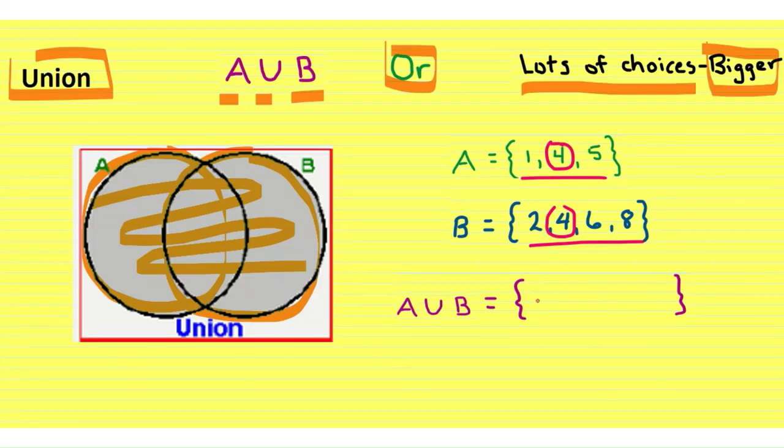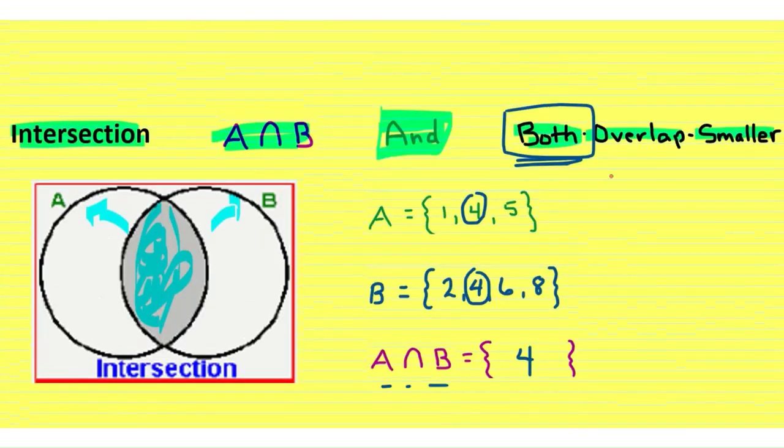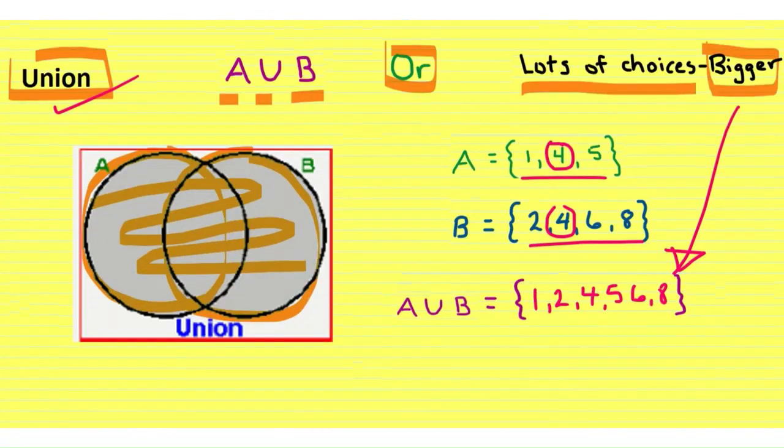So I can go ahead and list all these. It's going to be 1 and a 2 and a 4. Just list it one time. Do not need to duplicate it. And 5 and 6 and 8. So if you notice, the union is a much bigger set. Up here, when we did the intersection, this was a much smaller set. It's an overlap. It's something in the middle of our Venn diagram, but the union is going to be lots and lots of choices.